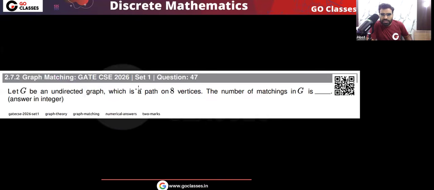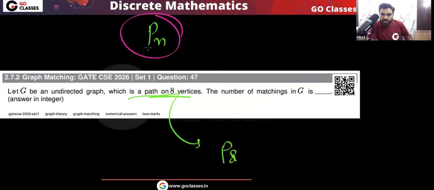In this GATE question, we need to find the number of matchings in a path graph on 8 vertices. Let me tell you, we will think recursively. We will find it for Pn, not for P8. The question is asking for P8, but we will find it for Pn, meaning if you have a path graph on n vertices, then how many matchings are there? We will find the general formula and then we can easily find the answer for P8.